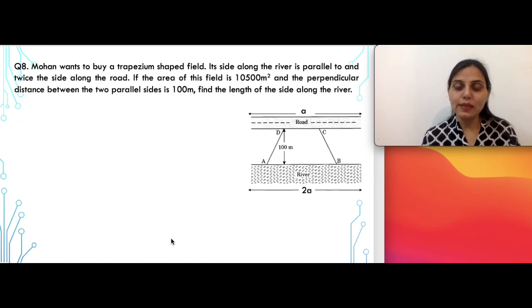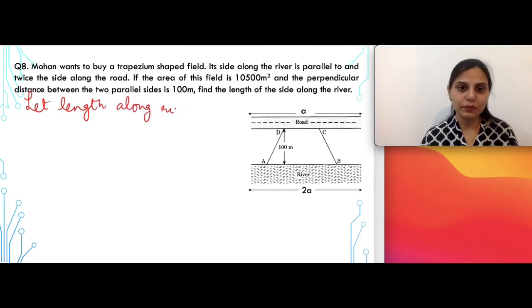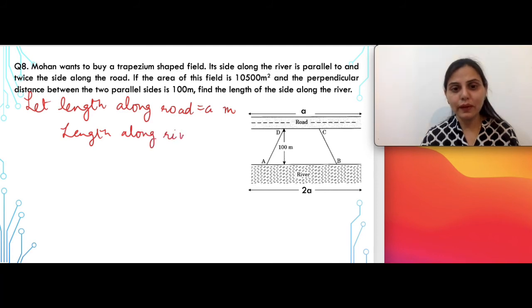So in this case, since the sides are parallel to each other and the length along the river is twice the length along the road, here we have supposed that the length along the road is a. Let us start with the solution for the same. So let the length along the road be a meters. Then the length along the river will be double of it, that is 2a meters.